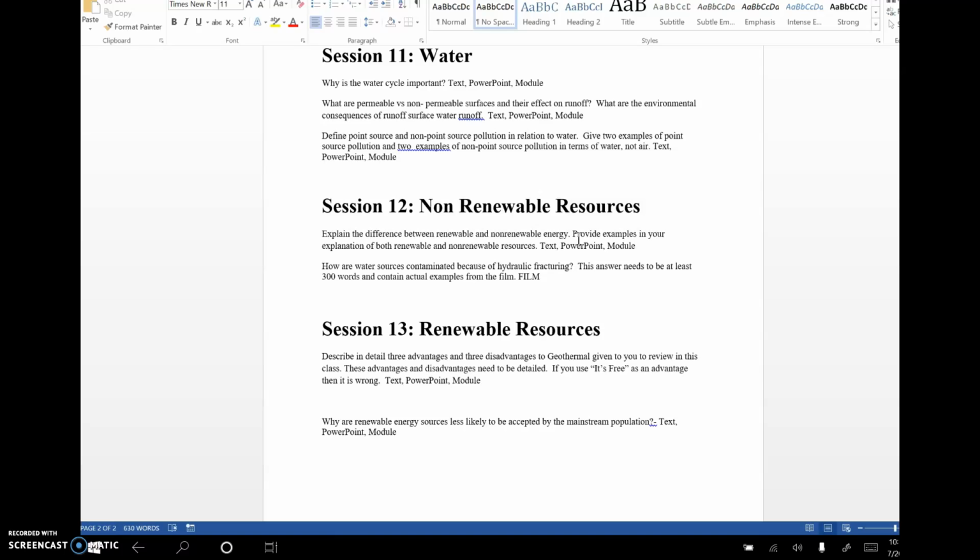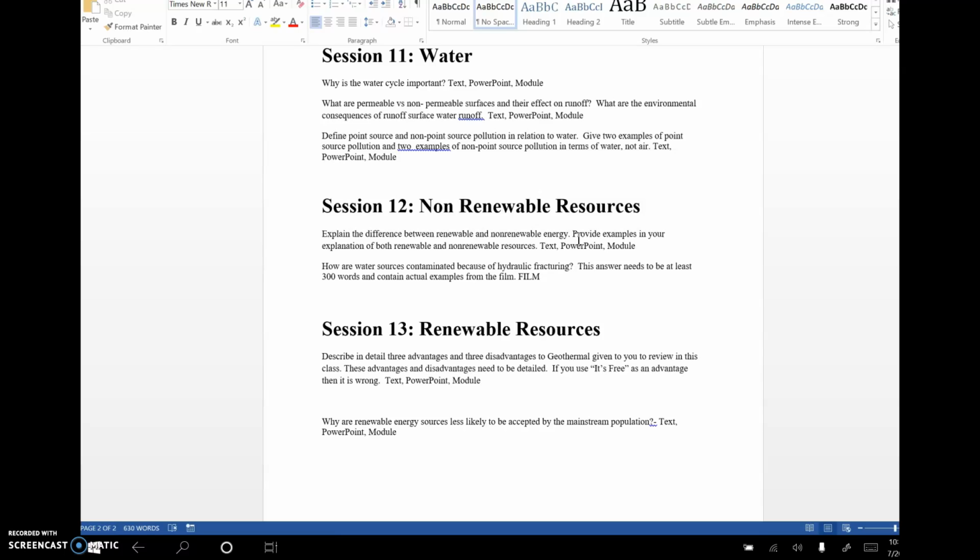Non-renewable resources. Explain the difference between renewable and non-renewable energy. Provide examples in your explanation of both renewable and non-renewable resources. The next question deals with the film Gasland. So it's really important that you've watched Gasland, either Gasland 1 or Gasland 2.